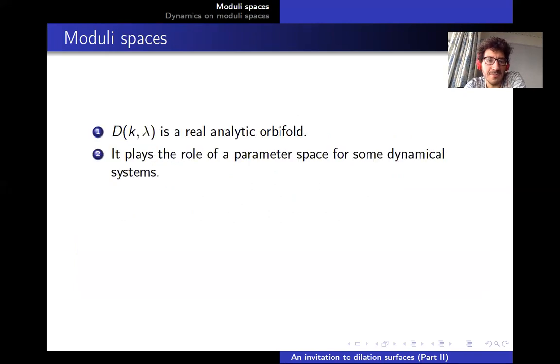So this space is a nice analytic orbifold. It's not a complex manifold though, it's a real analytic orbifold. It has a foliated structure that I don't want to discuss today, where the complex structure on the leaves is reminiscent of that of the standard moduli space of translation surfaces. And for our discussion, when we relate to the dynamical systems that we introduced in the first part, it plays the role of parameter space.